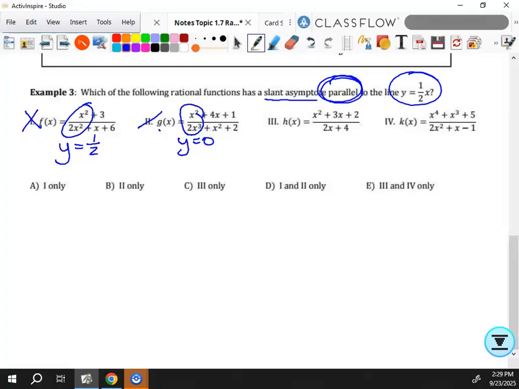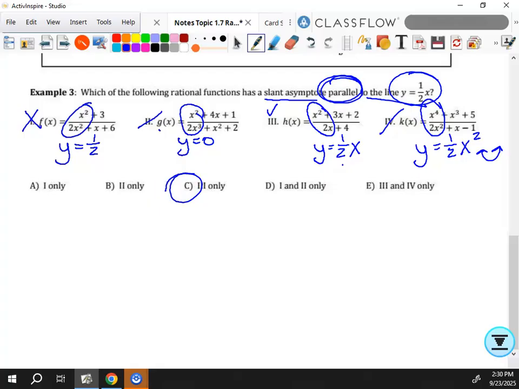Does 3 have a slant asymptote? Yes, it is top heavy. So we get y equals 1/2 x, right? Is that the actual slant asymptote? No, it's what it is parallel to, which is what we want. So we like Roman numeral 3. Everybody with me so far? Yes. Okay. So then here, this is top heavy, but if I divided that, I'd get y equals 1/2 x squared, right? That'd be parabolic. That would look like this. So they don't have the same end behavior. It's not parallel, not even a slant asymptote. So it is 3 only. Okay.